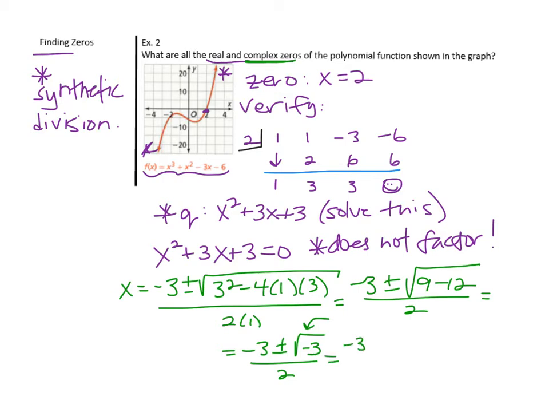We'll take the negative 3 plus or minus, we'll factor out our negative by putting i out in front and divide it by 2. And you know what Pearson's going to have us do. With a complex number, we need to split this into both parts.